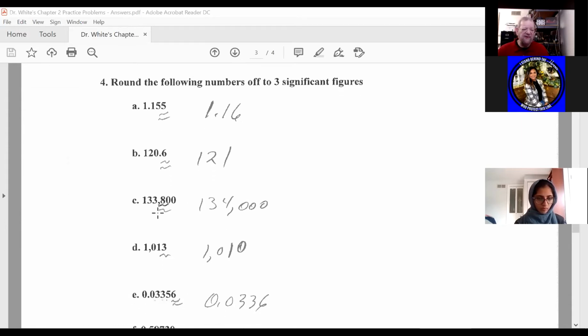Now, when the number is greater than 10, like this one, if I want to round this off to 3 significant figures, keep the 1, keep the 3, keep the 3. The number to round off, and by the way, the convention I usually use, round off number on my problems, I'll put the double squiggly or one squiggly line. This is a squiggly line.